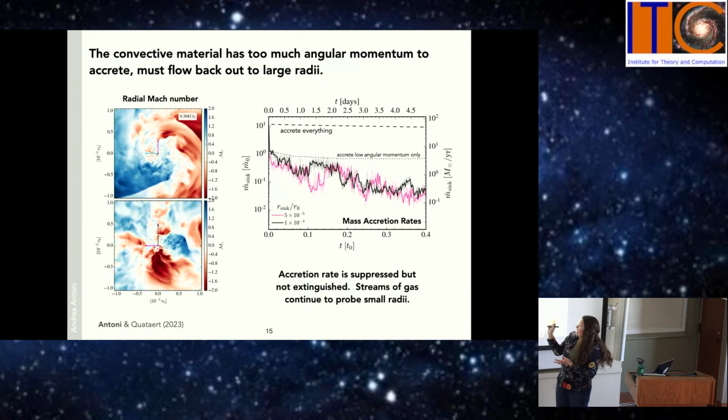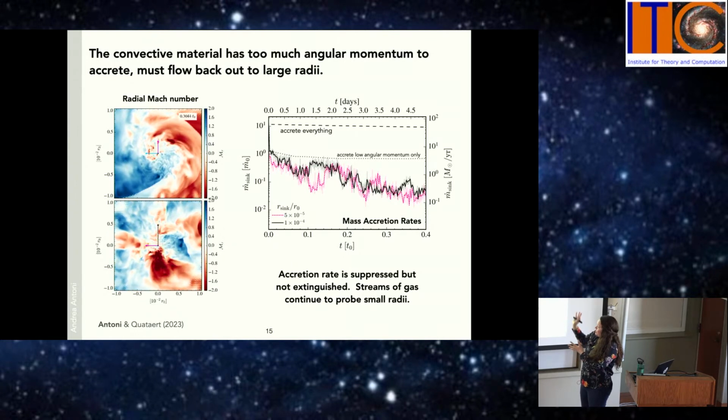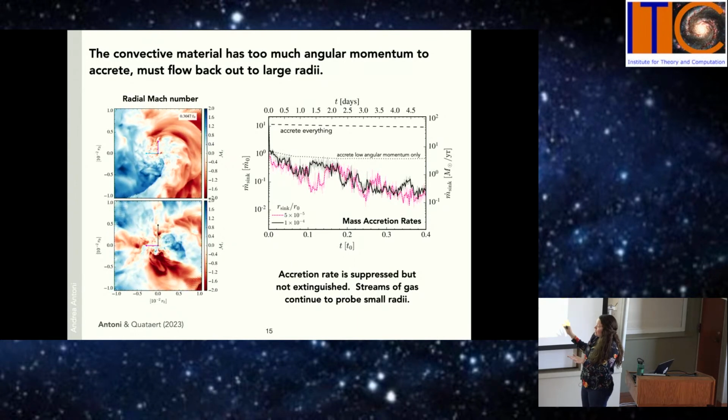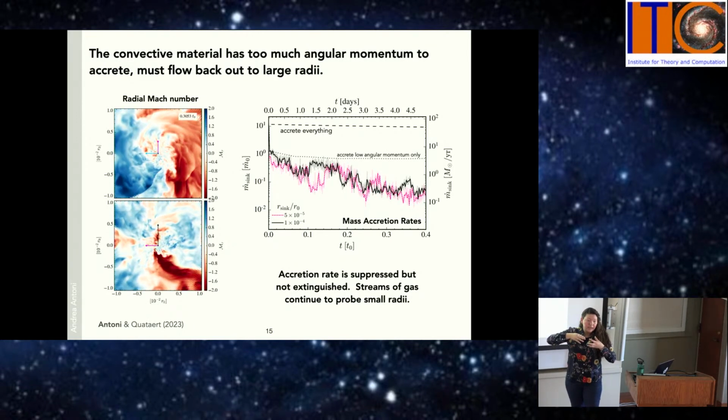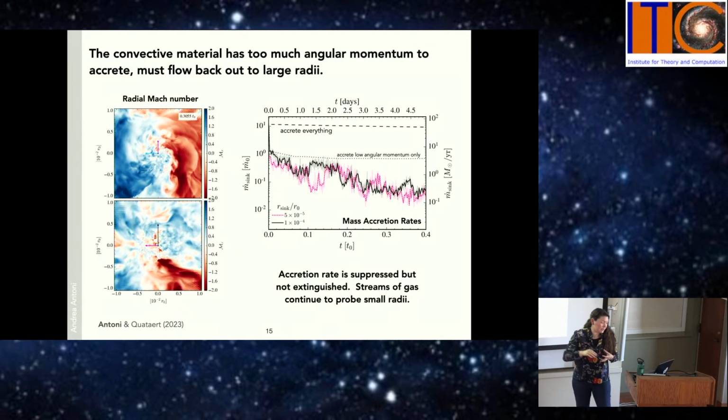But in this case, even though, yes, we suppress the accretion rate, we never extinguish it. And that's really critical because we're able to, over time, integrate and get to a huge amount of energy that's released. Yes?